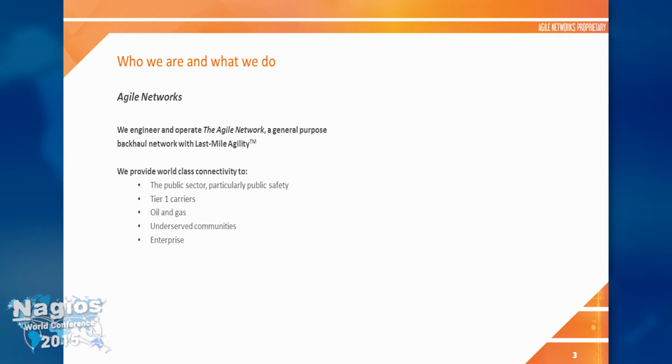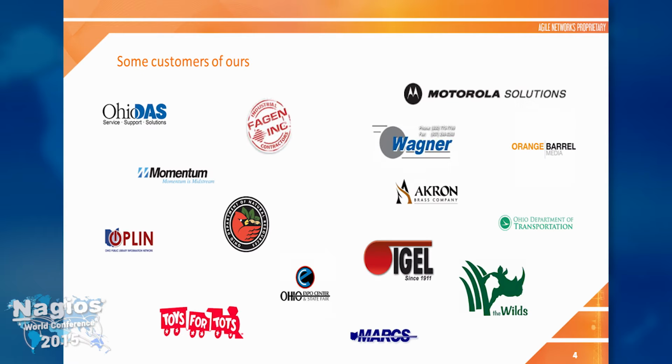So we engineer and operate the Agile Network, which is a general purpose backhaul network with last mile agility. We're a telecommunications company, and we provide world-class connectivity to public safety. We're in Ohio, so Ohio Department of Transportation, Division of Natural Resources, law enforcement, et cetera. Tier 1 carriers, oil and gas industry, underserved communities, business and residential customers, and then wireless internet service providers. So here's just a couple of the customers that we service.